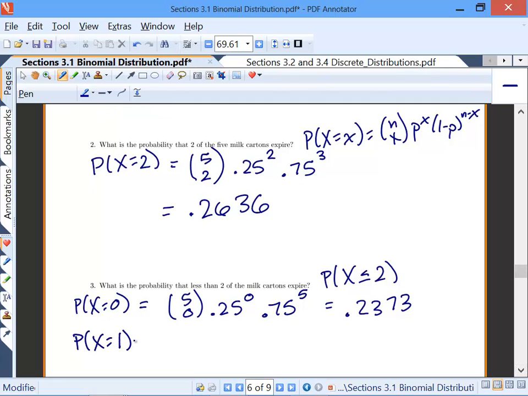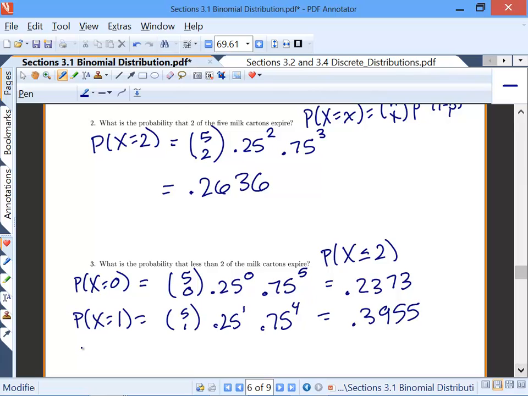The probability that x equals 1 would be 5 choose 1, 0.25 to the power of 1, 0.75 to the power of 4. 0.3955. And then we already know from up above that the probability that x equals 2 was 0.2636.